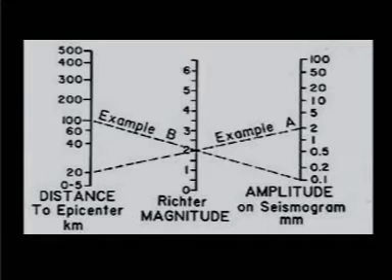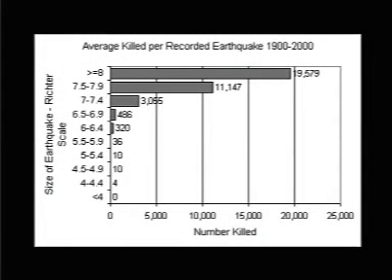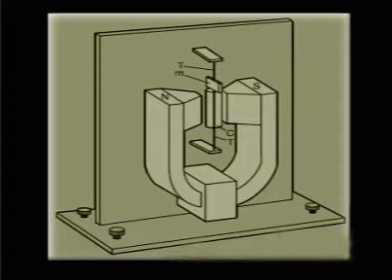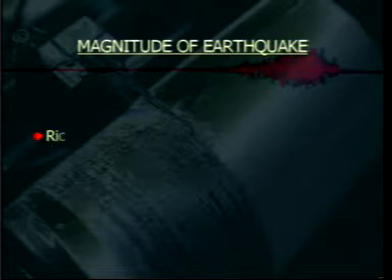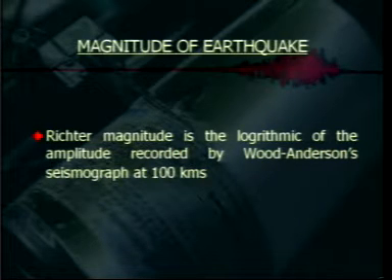The magnitude of most earthquakes is measured on the Richter scale. Richter scale was developed by Charles F. Richter in 1934. The magnitude is calculated based on the amplitude recorded on Wood-Anderson seismograph at 100 kilometers. Let us see the definition of magnitude, the Richter magnitude. Definition wise, Richter magnitude is the logarithm of the amplitude recorded by Wood-Anderson seismograph at 100 kilometers.